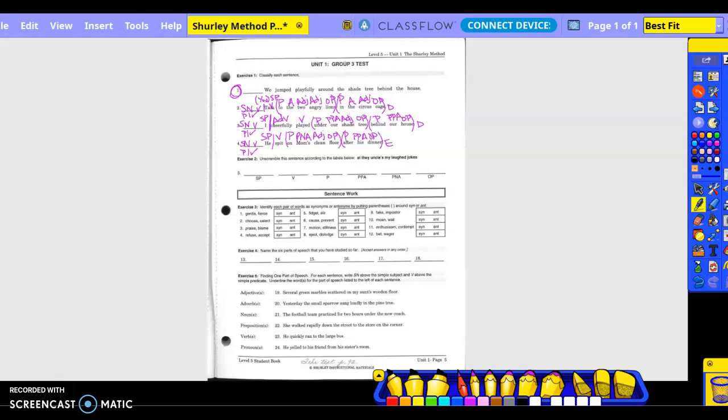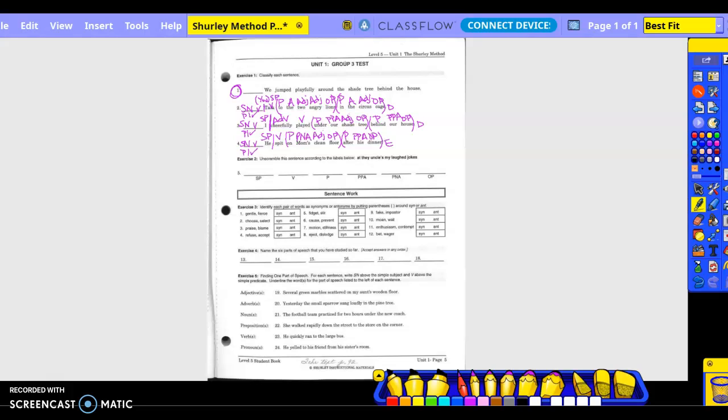Okay. Then on exercise 2, they want us to unscramble the sentence. So you need to make sure that the sentence starts with what? Capitalization, has punctuation at the end, and then you put all of those in the correct classification, right?